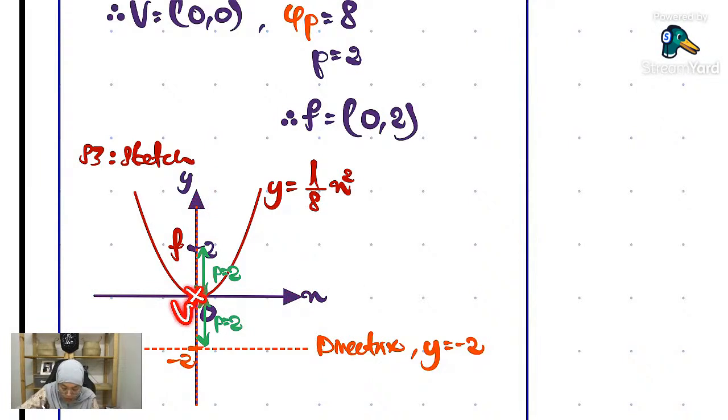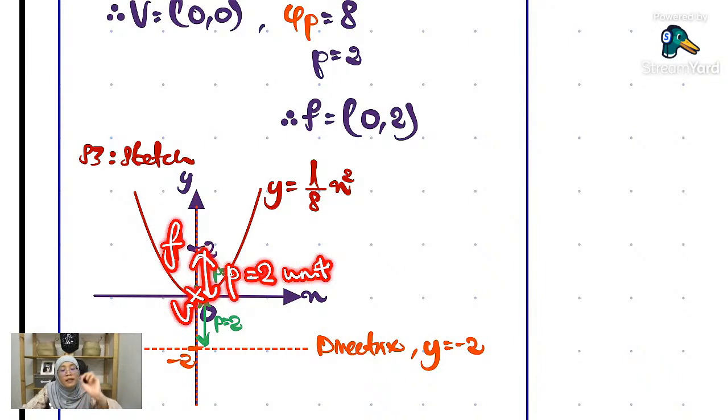Vertex kita kosong. Lepas tu apa? Lepas tu you draw your p-value. Your p-value bersamaan dengan 2 unit. So 2 unit naik ke atas, sebab focus mesti berada di dalam parabola. Okay, fokus sentiasa berada di dalam parabola.